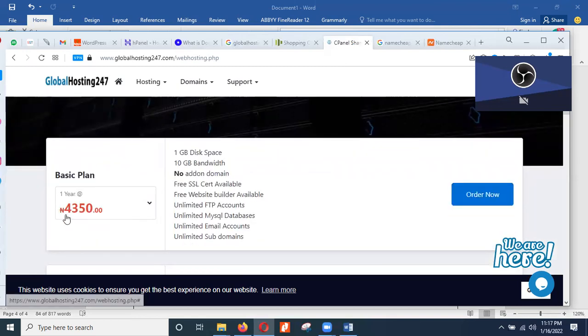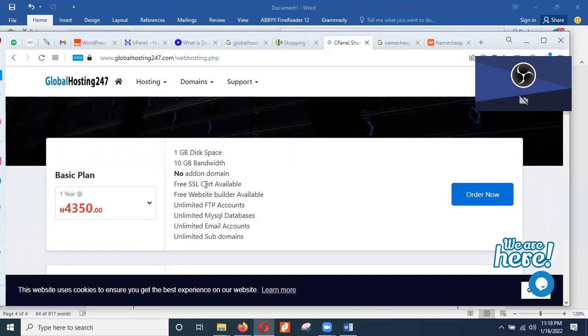Their basic plan sells for 4,350 naira per year. And when you pay that 4,350 naira, what are you getting? You are getting 1 gig of disk space, 10 gig of bandwidth. You cannot have an add-on domain, zero add-on domain. You get a free SSL certificate.